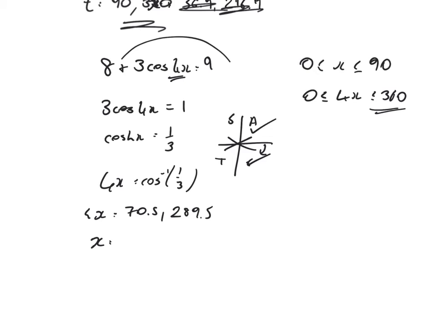So I'm now going to divide both of these by 4. So 70.5 divided by 4 is going to give me 17.6 degrees, and 289.5 divided by 4 will give me 72.4 degrees. Okay, next one.